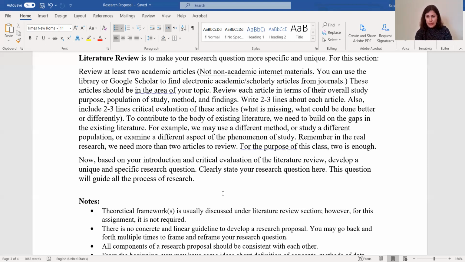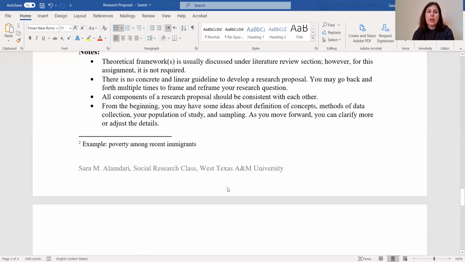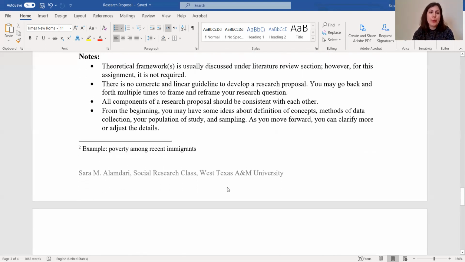Here are some notes that I would like you to pay attention to, in general about research and about research proposals. First of all, it is important to have a theoretical framework or frameworks. And usually this is something discussed under literature review, but for this assignment, it's not required. I'm not gonna make you confused with theoretical frameworks. I just want to keep that as easy as possible.